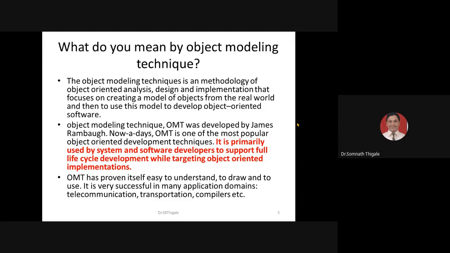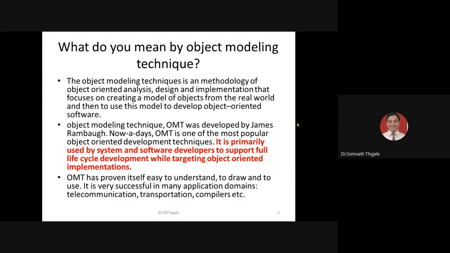We have to change the perspective. In OMT technology, everything we will treat as an object. And once we get the object, with respect to the object we can define anything from the perspective of implementation. So object modeling techniques was developed by James Rumbaugh. James Rumbaugh is one of the famous scientists who invented this.